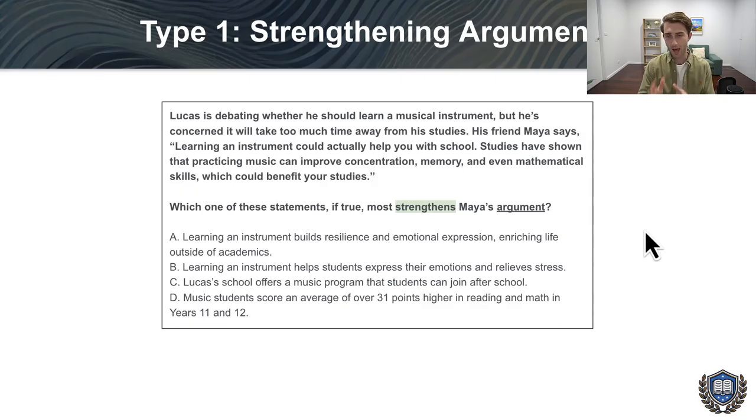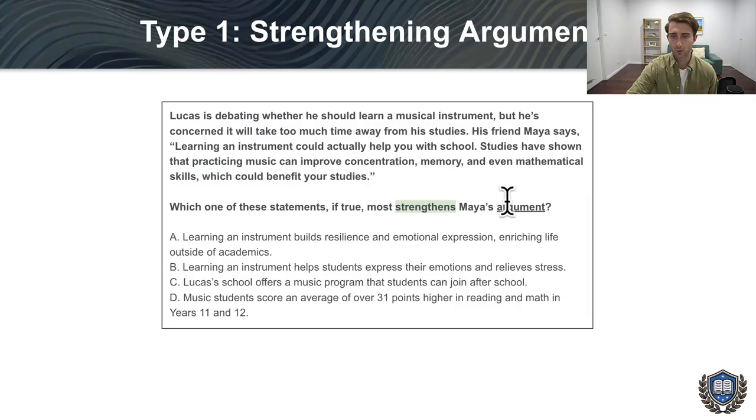So we'll have a look at this little passage here, and we're going to practice finding the conclusion and the reasoning and understanding the difference between them, and which one of them is really important to understand. Because if you understand it, it makes understanding these questions and getting them correct a lot easier. So it says here, Lucas is debating whether he should learn a musical instrument, but is concerned it will take too much time away from his studies.